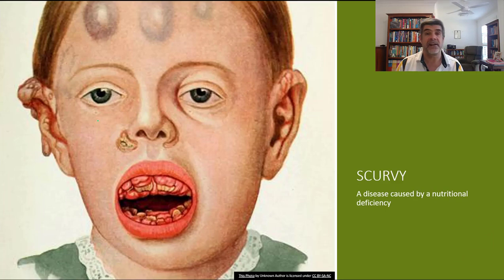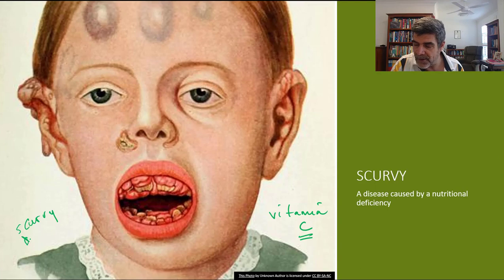But scurvy is definitely something that is a nutrition disease. It's a disease caused by the deficiency of vitamin C, which we know good sources of vitamin C are fresh fruits. And often you find some of the old sailors were referred to as scurvy dogs, or even limeys, which was a term that was used to describe some of the sailors from England, because this was quite a common disease.